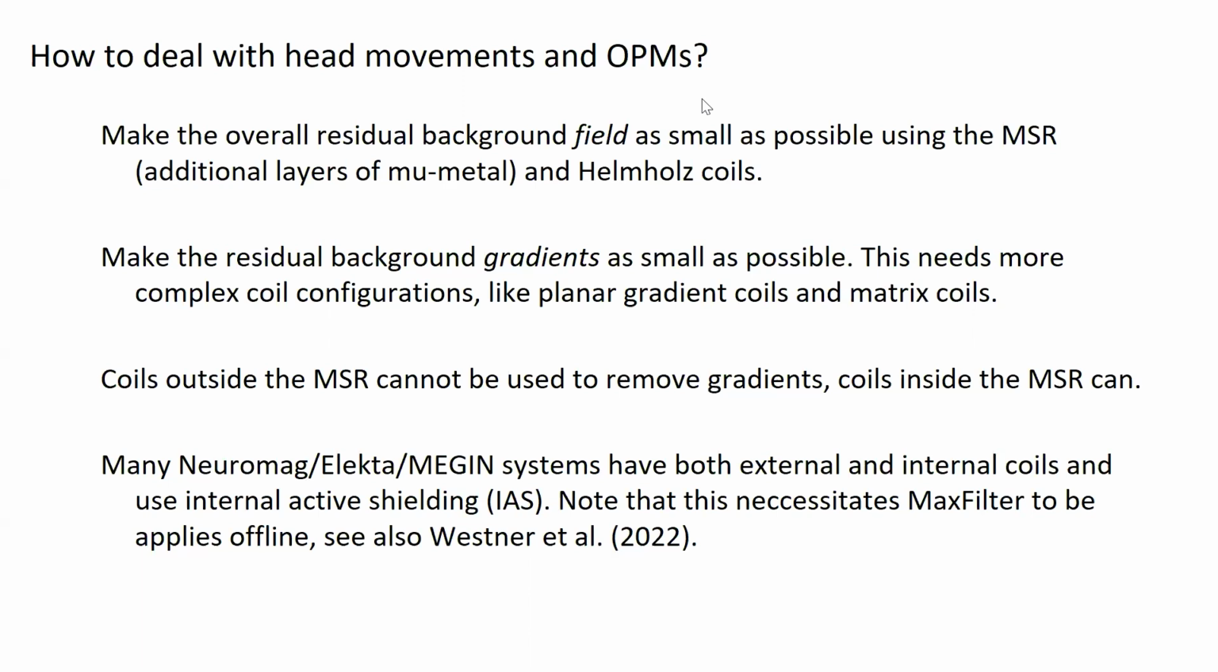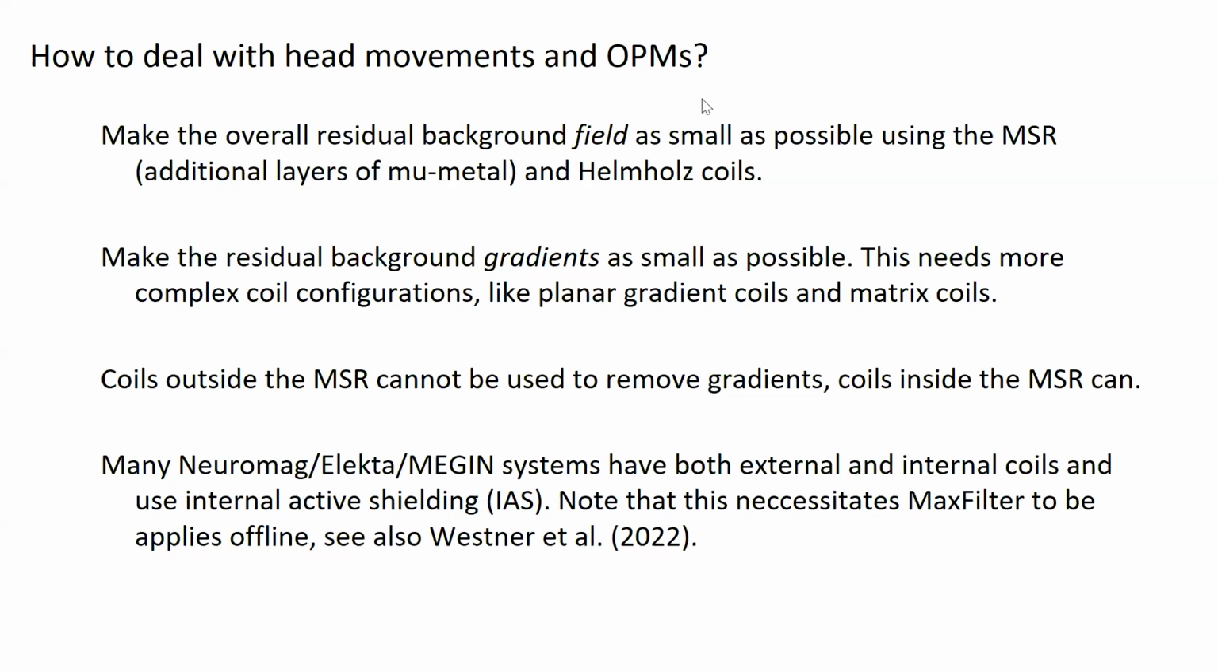Thinking about how to deal with head movements and OPMs, one of the strategies we can use is to make the overall residual background fields as small as possible using the MSR. We can add additional layers of mu metal, which is possible but also expensive and heavy. And we can use Helmholtz coils. But since we're also sensitive to the residual gradients, we also have to make these residual background gradients as small as possible. And that's where additional layers of mu metal help.